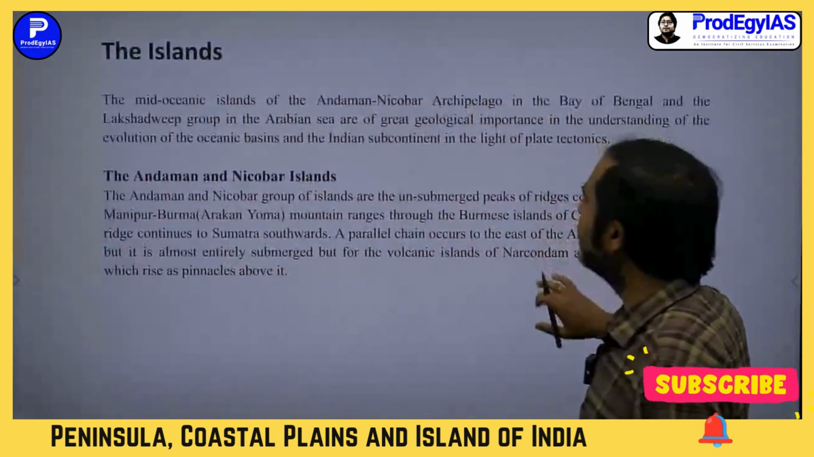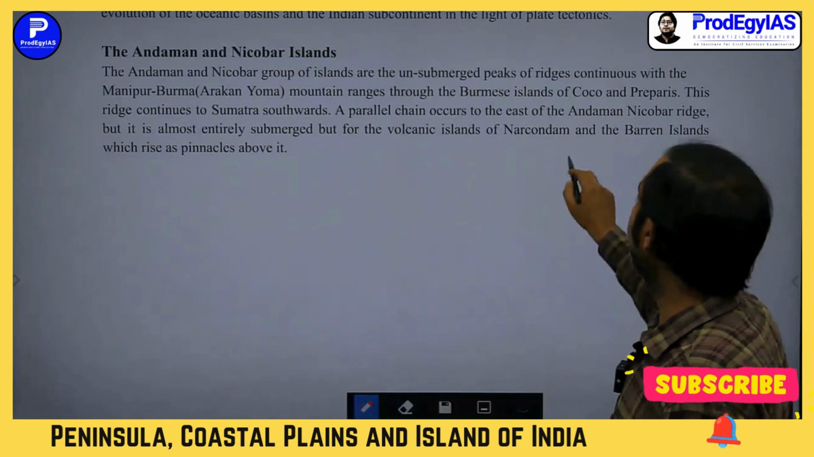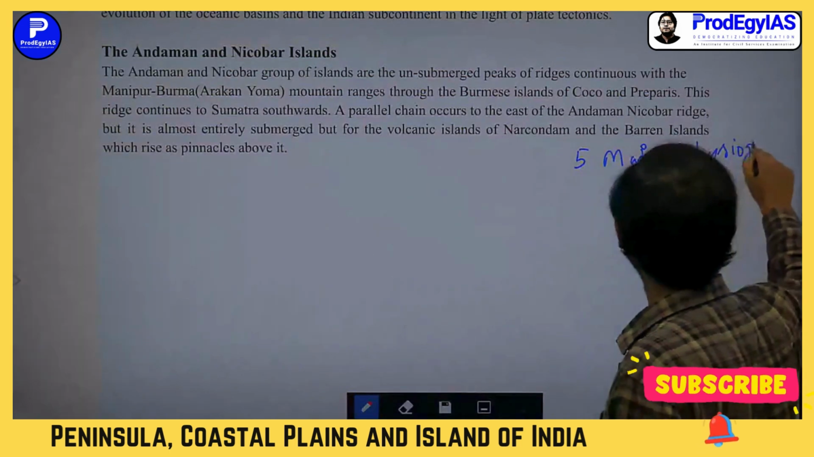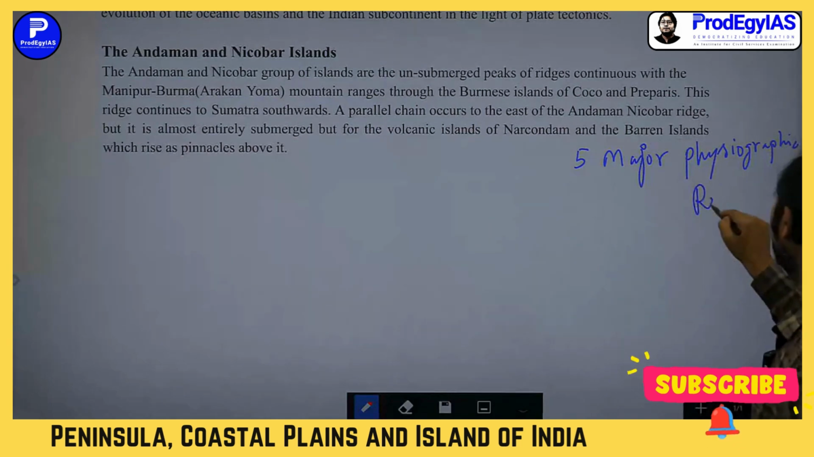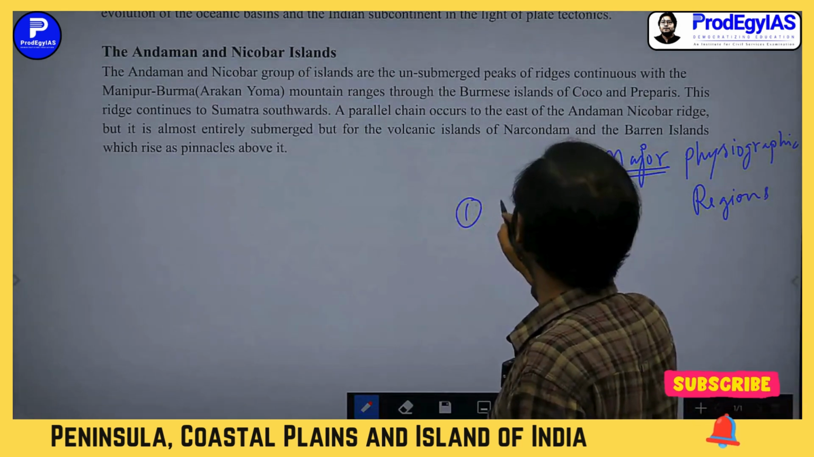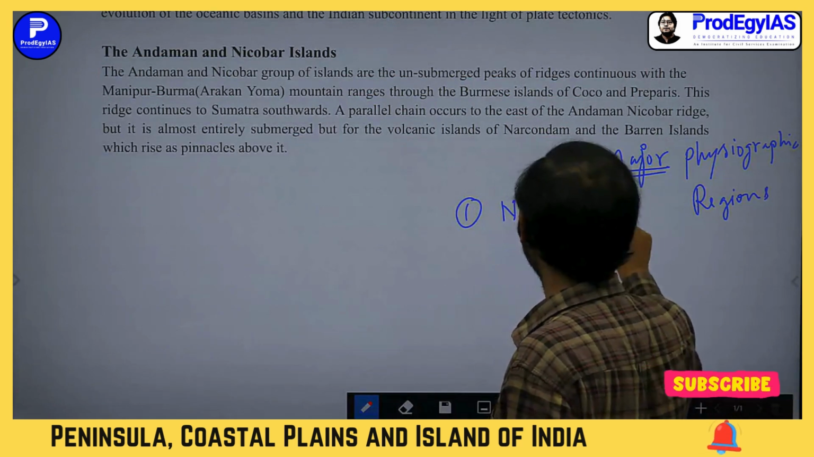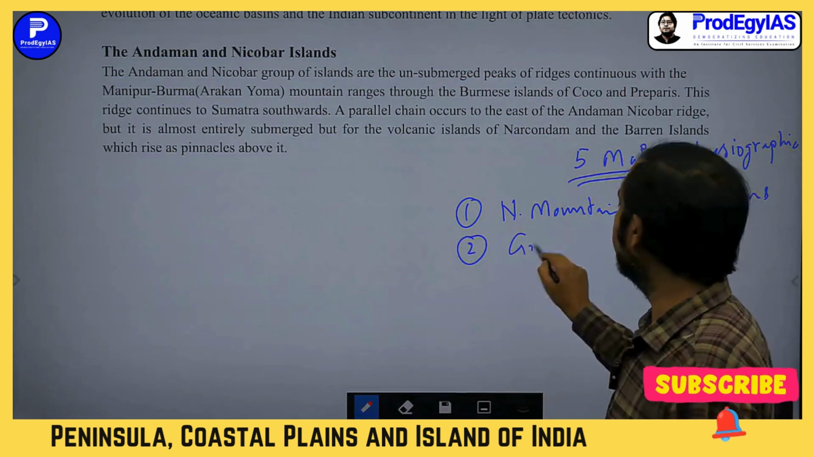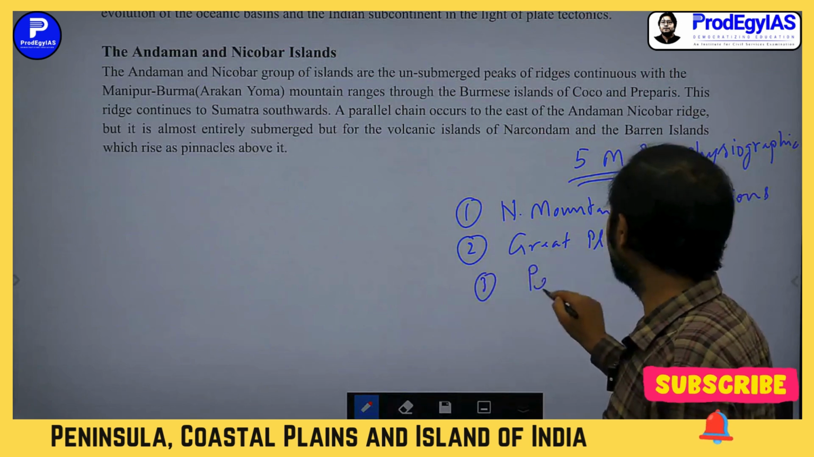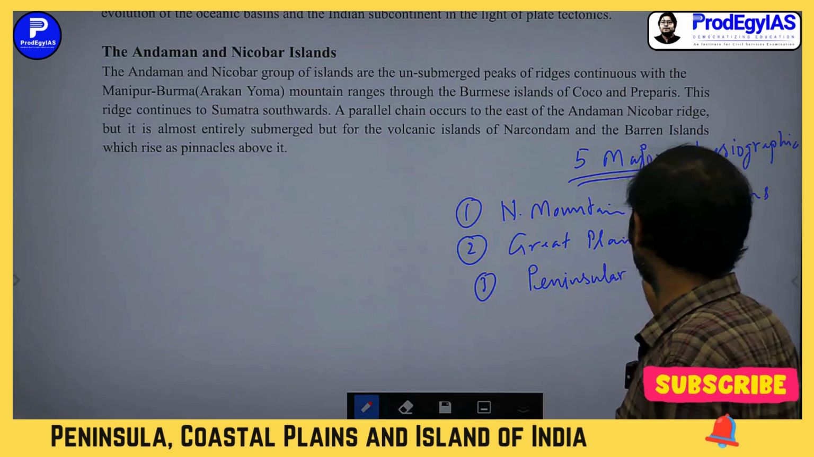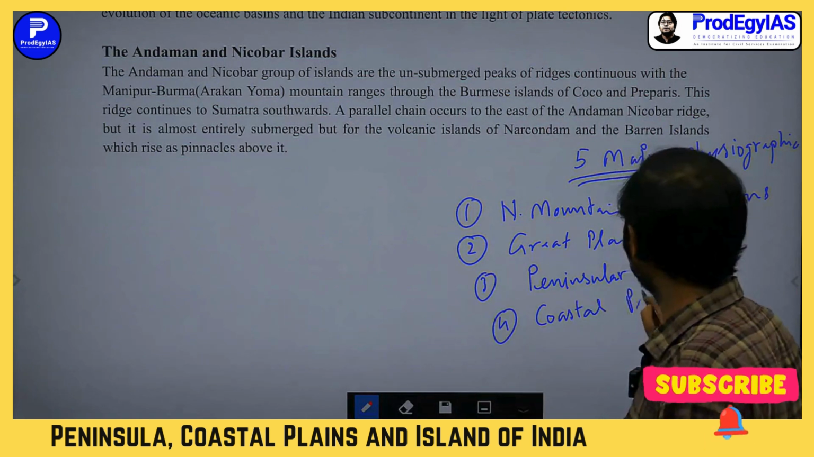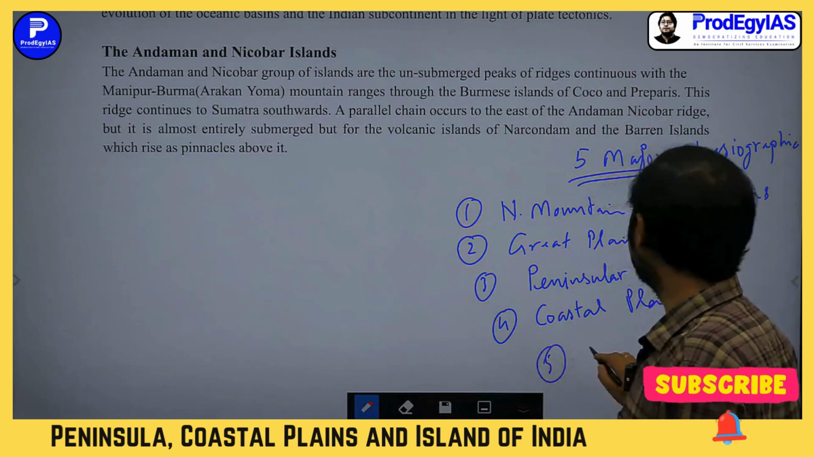Now come to the islands part. We are discussing 5 major physiographic regions of India, right? 5 physical features. One was the northern mountains, that is your Himalayas. Second one was the Great Plains, the Indo-Gangetic Plain. Third one was your Peninsular Plateau, just discussed. Fourth one was the coastal plains. Now come to the fifth part, that is your islands.